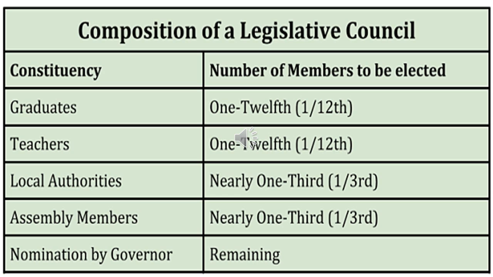So one third by the local bodies, one twelfth by the graduates of the universities of the state, another one twelfth by the graduate teachers, then one third by the members of the legislative assembly, then one sixth nominated by the governor. If you calculate this, you will get the equal answer.